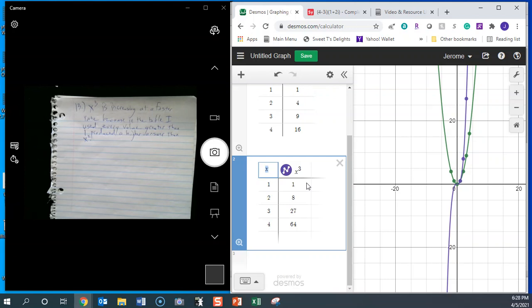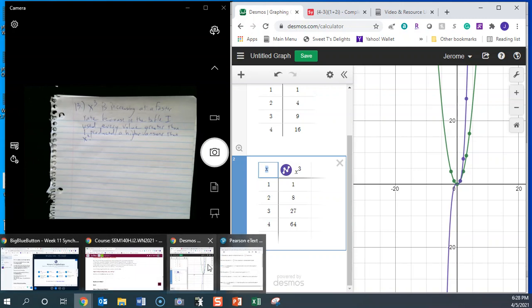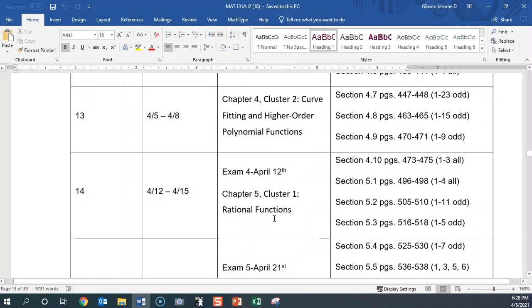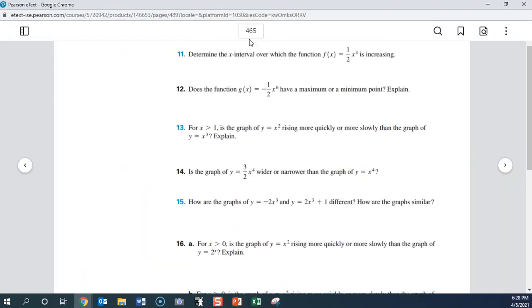All right. Now, as far as problem 15, I want you all to try that on your own. So we're actually done with section 4.8. So now we're going to move on to section 4.9, which will be the last section of this week. So let's take a look at the syllabus. 4.9 starts on page 470 and it's 1 through 9 odd. Let's go here. Say 470.